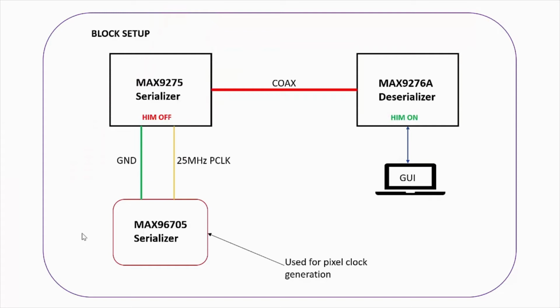Let's have a look at the demo setup block diagram. To demonstrate, I will use the same setup as my previous video. Here, I have deliberately made HIM off on MAX9275 and HIM on at MAX9276A. Both MAX9275 and MAX9276A are powered through the USB, while the microcontroller is connected to MAX9276A. MAX9675 is generating a 25 MHz pixel clock for MAX9275. Let us try to open the GUI and see what will happen if HIM settings are not the same on serializer and deserializer.